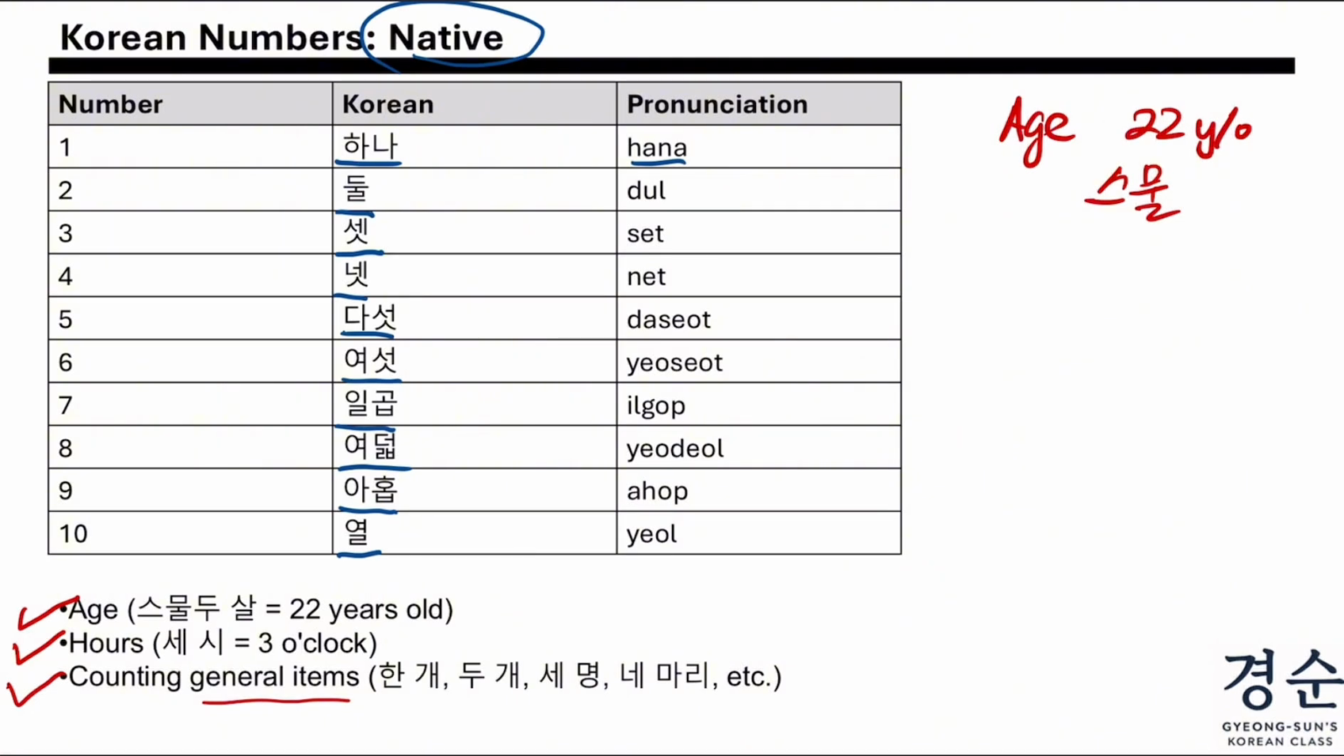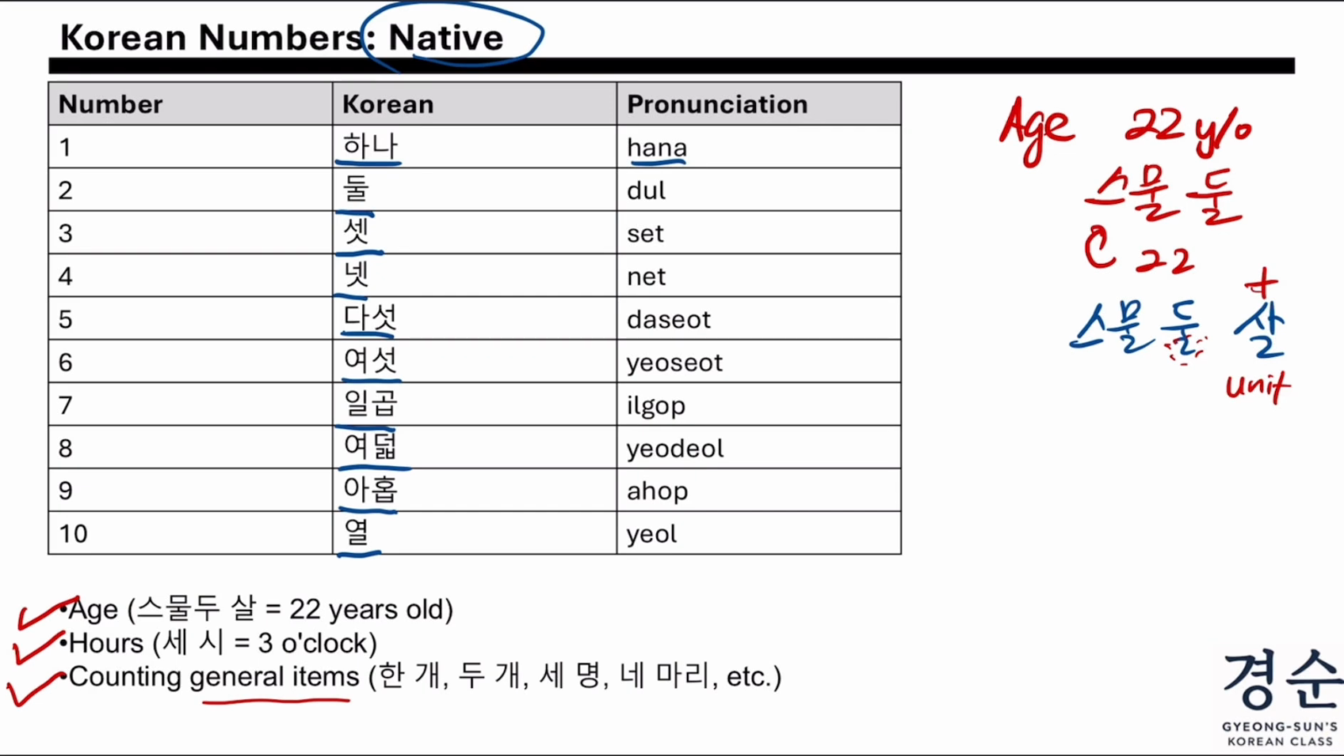Okay, let me write them out. 스물둘 is 22. But when you are counting something, like you are saying the age, right? 살 is the age. So when you have some unit here, this is the unit, which is the age, you remove this last consonant here, so it's 스물두.